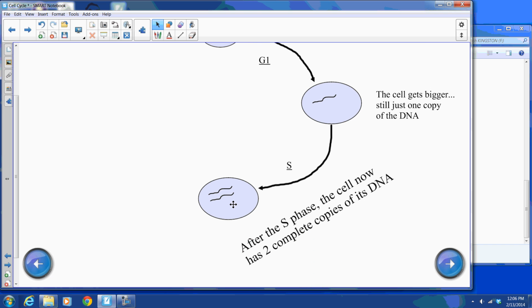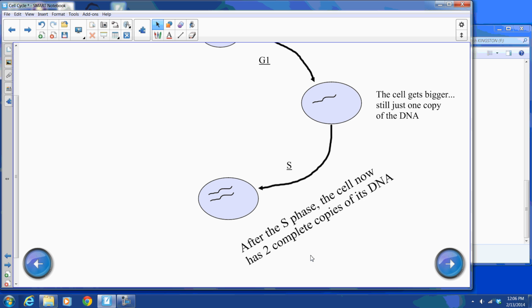And when we get to the S phase, it's still going to be about the same size as it was at the end of G1, but now instead of one little squiggly line representing the DNA, we've drawn in two squiggly lines because it's made an exact copy of that DNA. And so after the S phase is over, the cell is going to have two complete copies of its DNA.